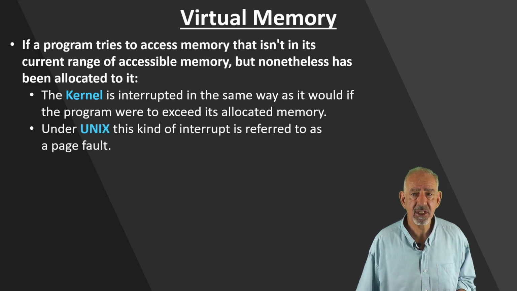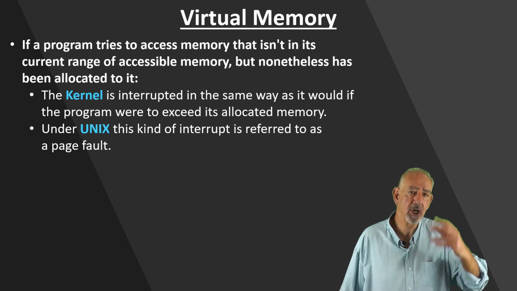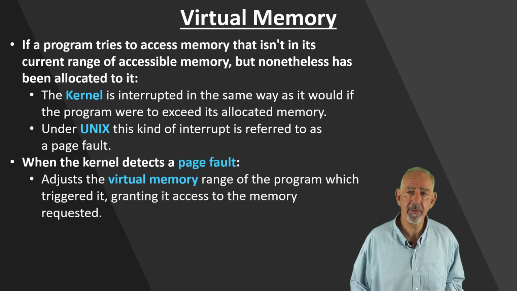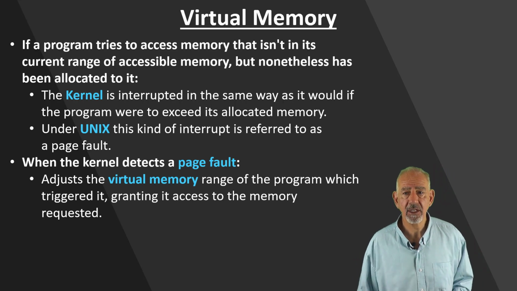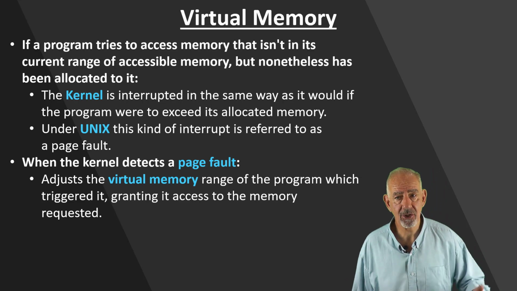Under Unix, this kind of interrupt is referred to as a page fault. So what does the kernel do when it detects a page fault? Well, it adjusts the virtual memory range of the program that triggered it, granting it access to the memory requested, as long as somebody else is not using it.